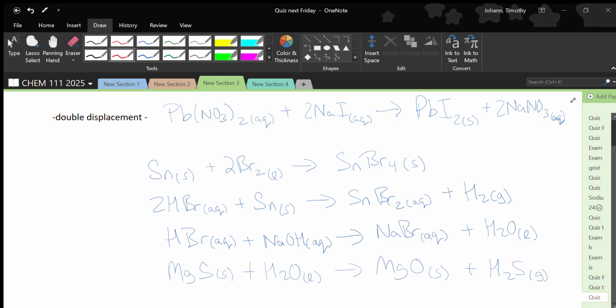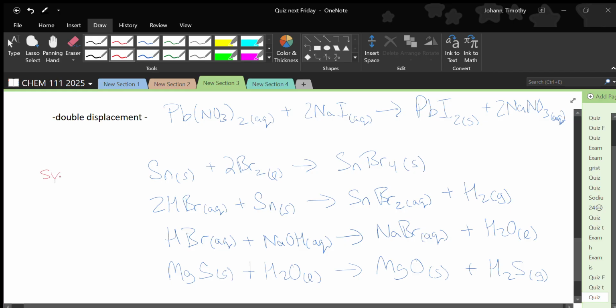Okay, let's go ahead and look at the top one. So I have tin reacting with bromine to make tin bromide. What kind of reaction is that? Synthesis, right? I've got two and they become one. So this is going to be synthesis.